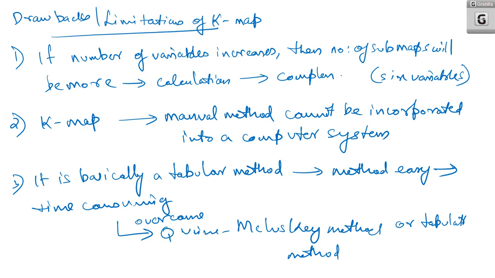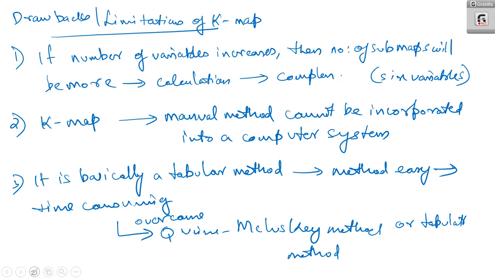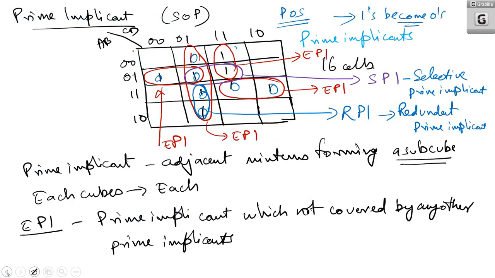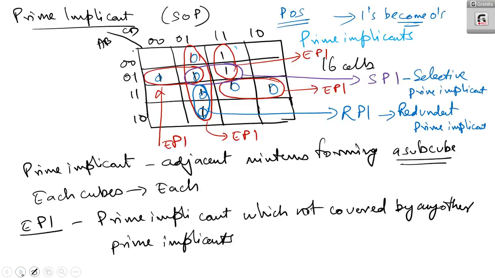Okay, so in this short lecture, I have mentioned what is prime implicant, essential prime implicant, redundant prime implicant, and selective prime implicant in SOP form. And if it is coming in the POS form, it becomes false prime implicant, essential false prime implicant, redundant FPI, and selective FPI. Okay, so I am ending this short lecture on this, and I also mentioned the drawbacks or limitations of K-map. I am ending this short lecture on some definitions based on K-map and limitations of K-map. Thank you.